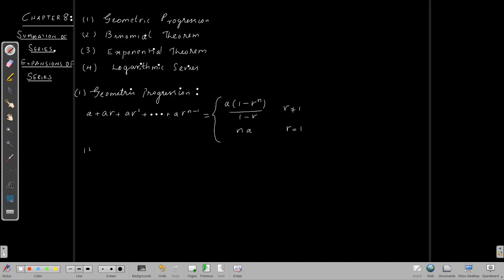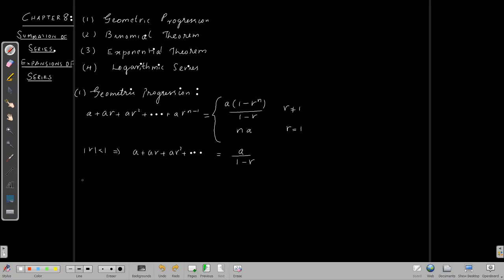If mod R is less than 1, we have A plus AR plus AR square plus etc. As n tends to infinity, this R raised to n tends to 0. So this becomes A by 1 minus R.